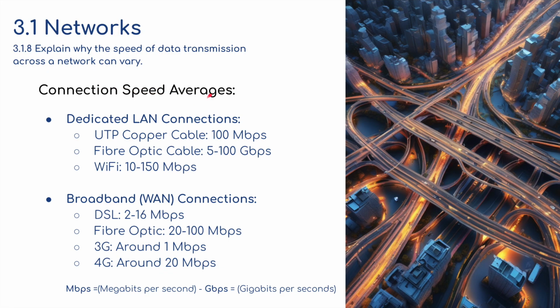So let's have a little look at connection speeds. Dedicated LAN connections. If we're using copper cable, we're looking at 100 Mbps. Well, what does that mean? It's megabits per second. Gbps is gigabits per second. So fiber optic cable, for example, is running anywhere between 5 and 100 gigabits per second. Wi-Fi, 100 to 150 megabits per second. Whereas on a wide area network, broadband connections, DSL 2 to 16 megabits per second, fiber optic 20 to 100 megabits per second, 3G around 1 megabit per second, and 4G around 20 megabits per second. Okay, so there are average connection speeds.